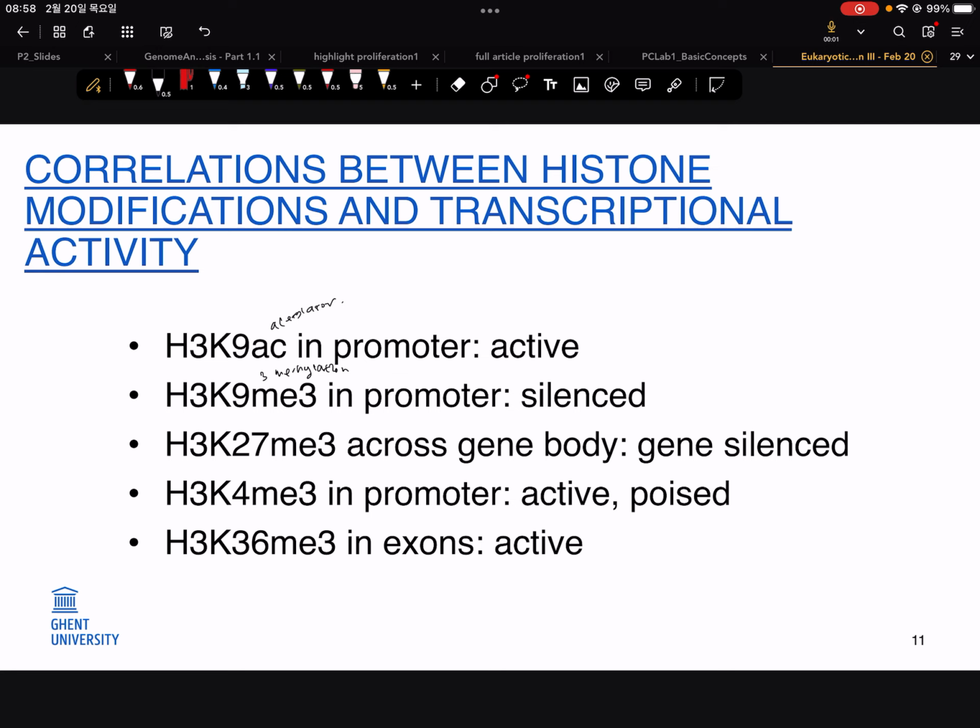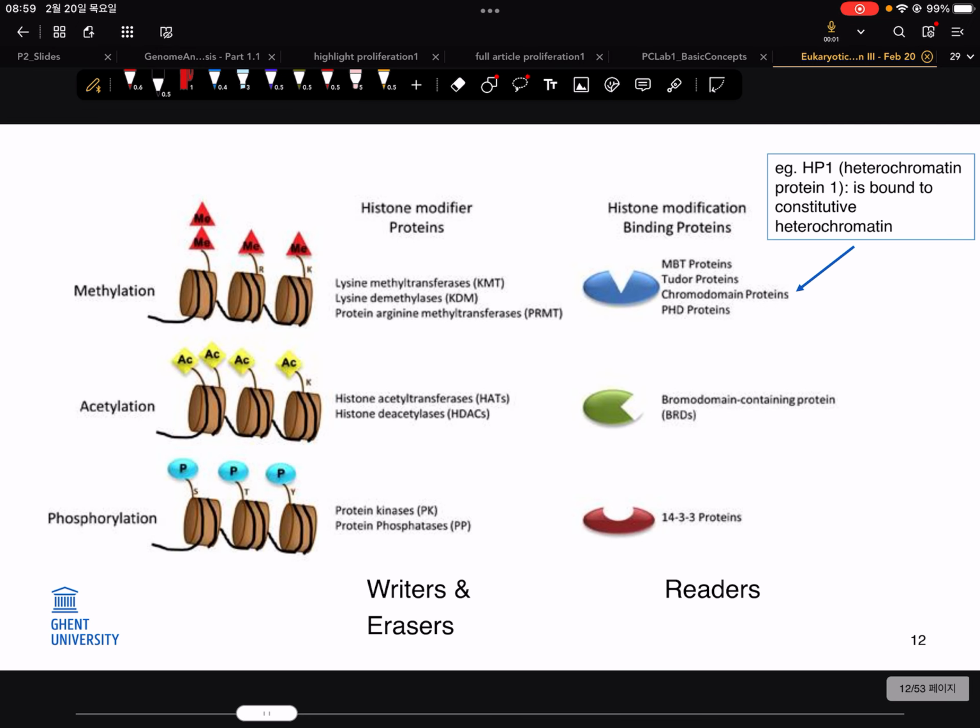H3 lysine 4 trimethylation in the promoter is seen in genes that are potentially active, not yet active, but could be active. So genes that are ready to be active, we call them poised for activation. That's a mark that's typically associated with genes that are waiting for a signal and then will be quickly activated. H3K36 trimethylation is also often seen in exon regions of genes that are active. All these associations are mainly correlation.